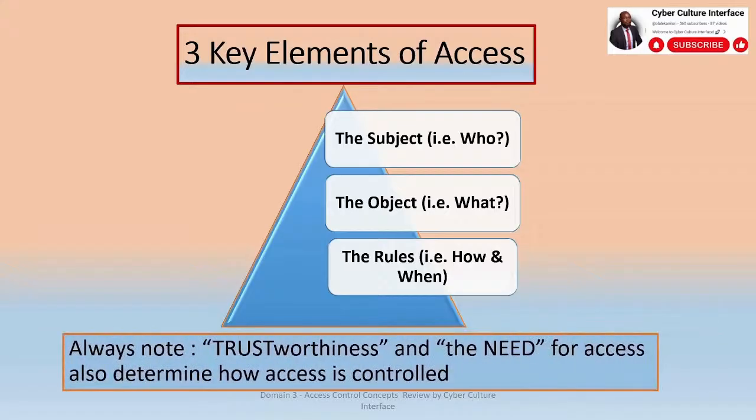And then always note that trustworthiness and the need for access also determine how access is controlled. That is, for an entity that is trying to access something, what is the level of trust that the person has? And then the need for the information the subject in question is trying to access will all determine how access is being controlled within the organization.